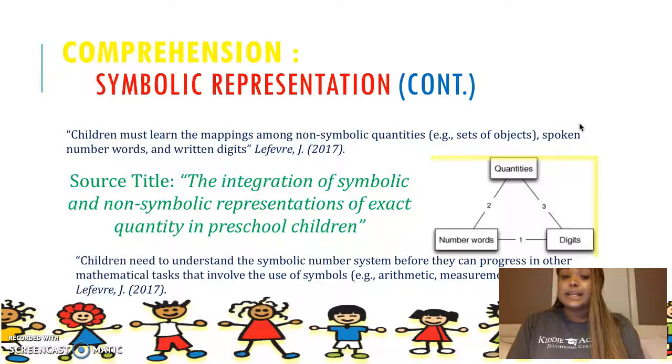All right, so just to continue, for symbolic representation, it is quoted that children must learn the mappings among non-symbolic quantities, for example, sets of objects, spoken number words, and written digits. So an example that our teachers may have come up with to utilize in the classroom would be numbers such as the number 2, which a child can represent to the world as 2 eyes, the number 4 for 4 tires on a car, or the number 10 for 10 fingers and 10 toes. So that's just a very easy thing that our 3-year-olds and 4-year-olds can grasp.